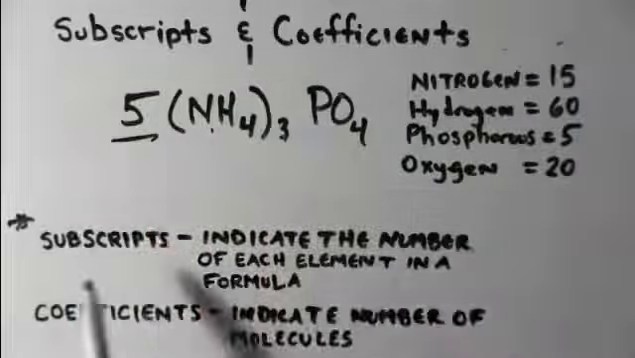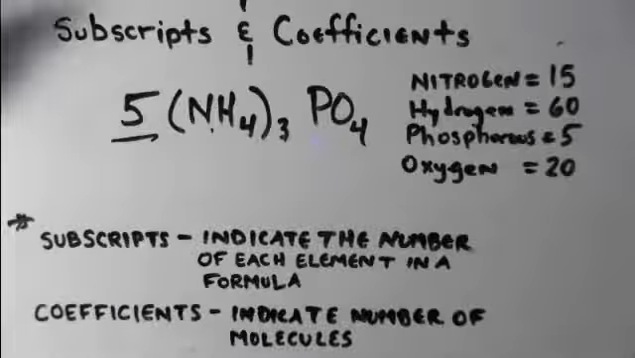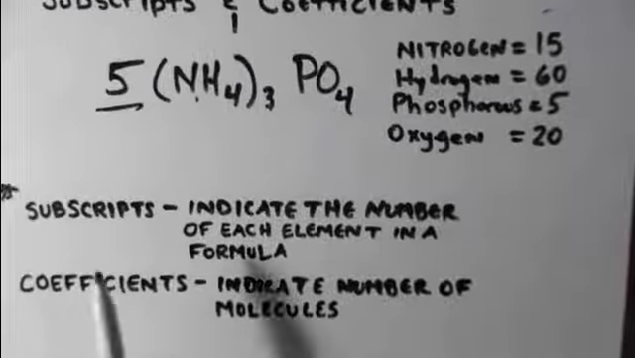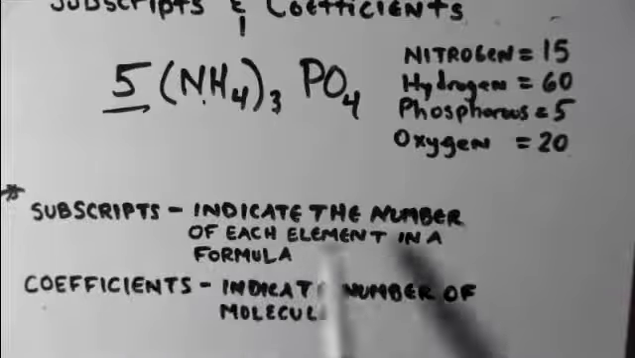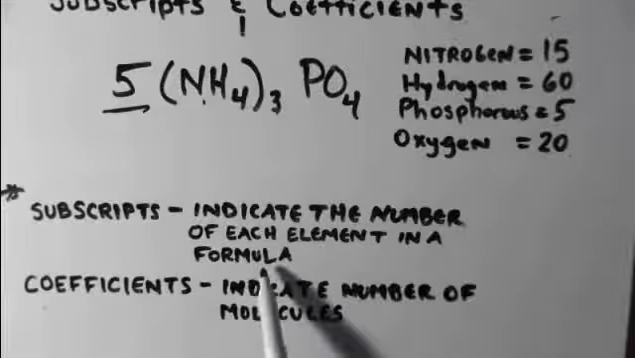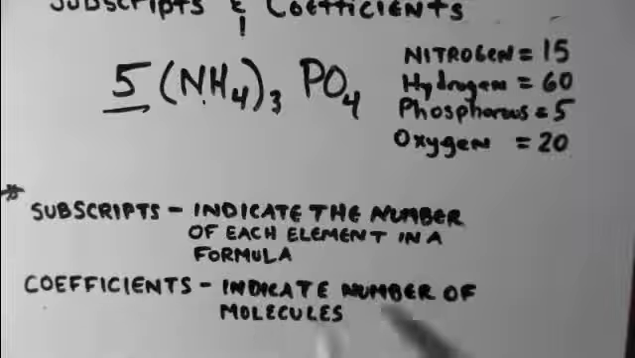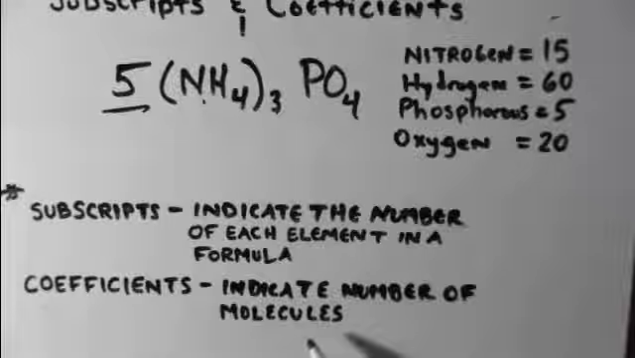This understanding of subscripts and coefficients is important for our next skill we'll be building upon, which will be balancing equations. The take-home message is subscripts indicate the number of each element in a formula, and the coefficients indicate the number of molecules we're talking about.